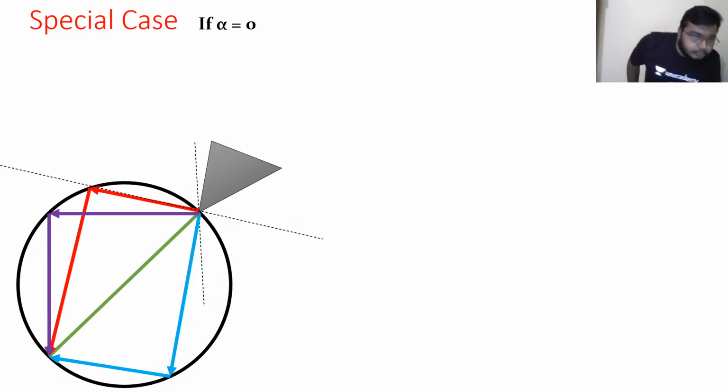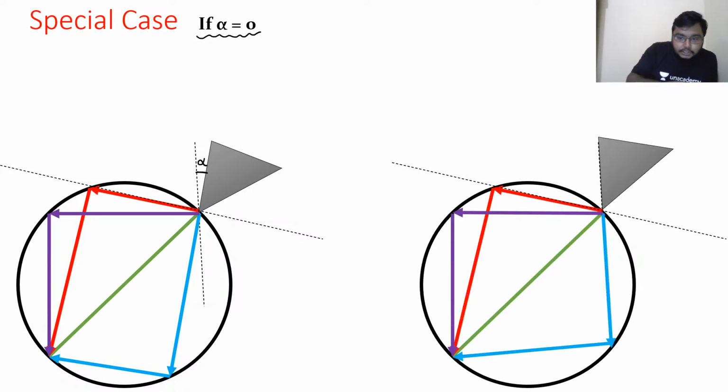See here. First case is if alpha is equal to 0. So alpha is equal to 0 means what? Here alpha is there, right? Here it is making some angle. Now see, if alpha is going to be 0, it will look something like this. See, this is the reference plane.